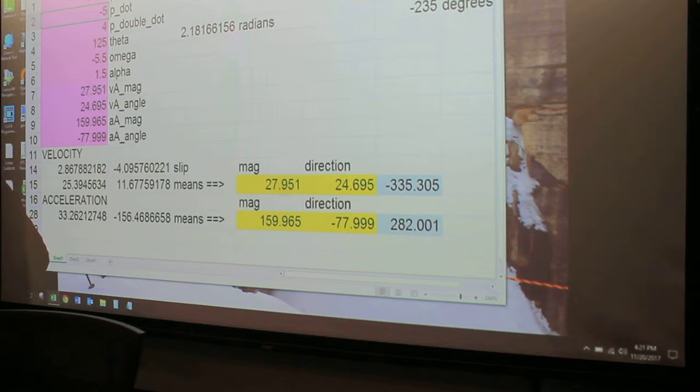Okay, and then what was this? Everything else was what you have. And so then did you have an answer of 27.95, 28, yeah, at an angle of 24.695 degrees? And that was probably, so then you get that wrong. And then the magnitude for acceleration 159 or 160, yeah, and then minus 77 or 78. All right.